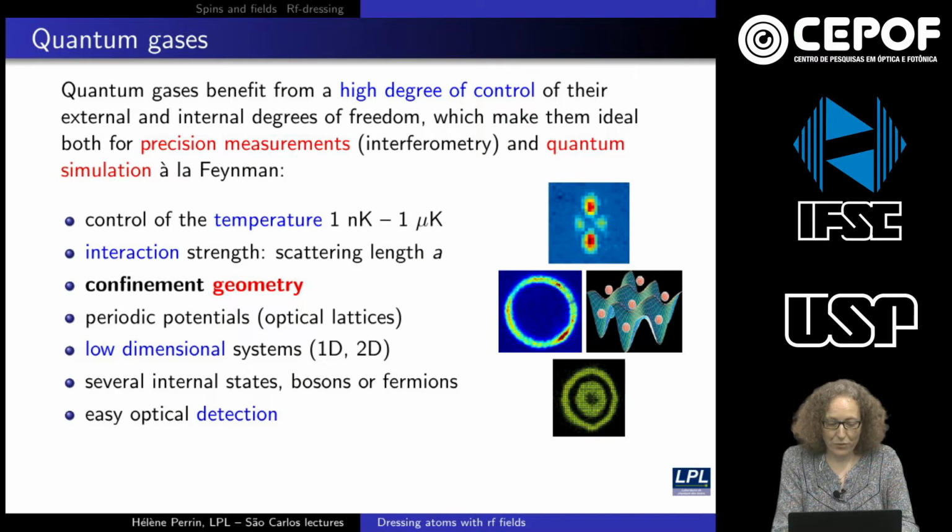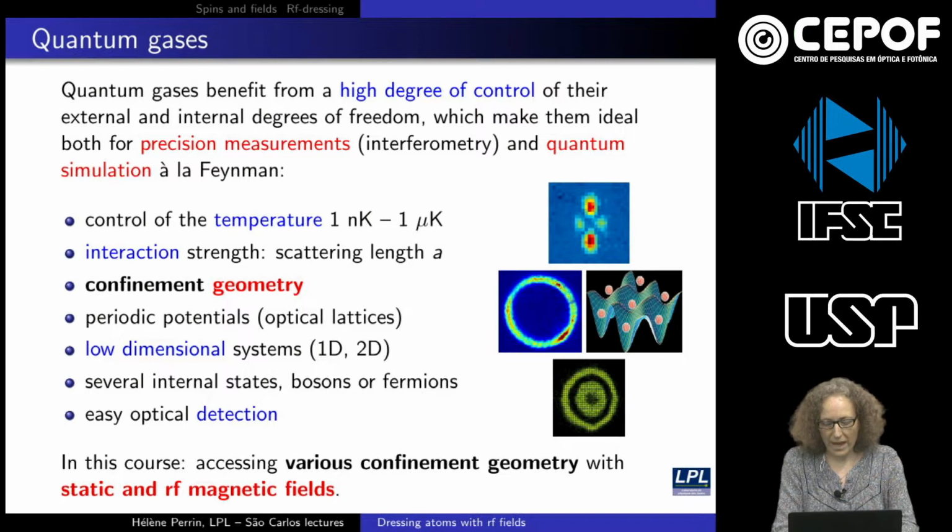And they also provide several internal states if you want to make mixtures between different species, and also different statistics, both bosonic or fermionic. And finally, you can really nicely image them in absorption imaging or fluorescence, as in this picture. And this easy detection makes this system really ideal for the study of quantum simulation or interferometry.